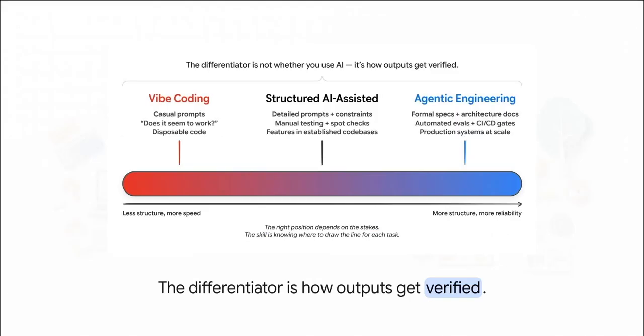Now, keep in mind, these aren't strict binaries. They sit on a sliding spectrum. The real differentiator here isn't whether or not you use AI, it's simply how your outputs are verified. As a builder, you have to decide where your specific project lives. Hacking together a quick weekend prototype, pure vibe coding is perfectly fine. But building a production payment gateway, yeah, that demands the strict structure of agentic engineering for sure.